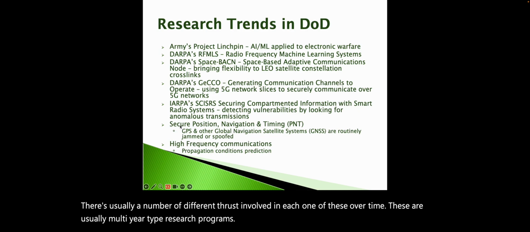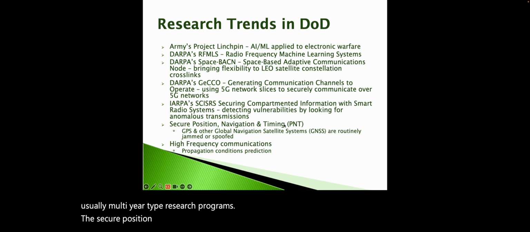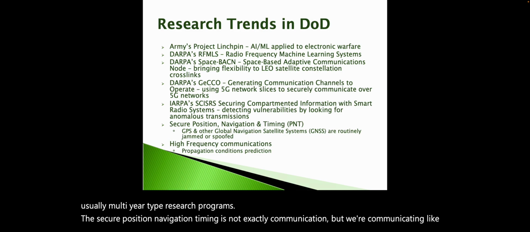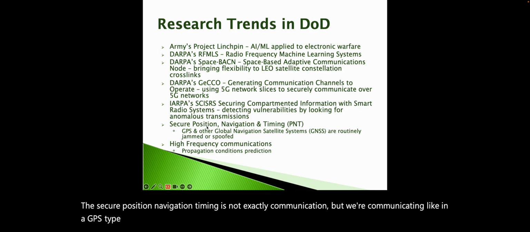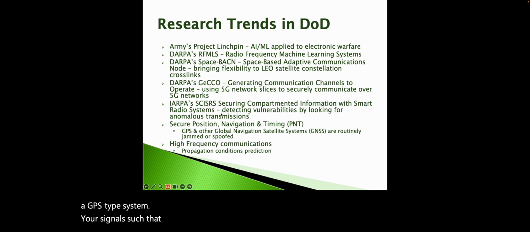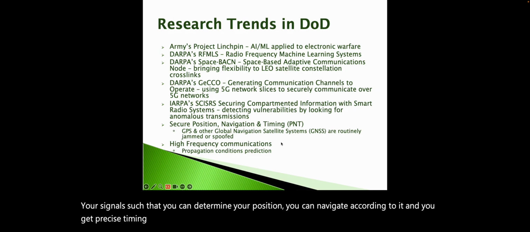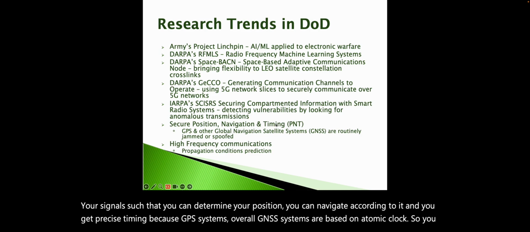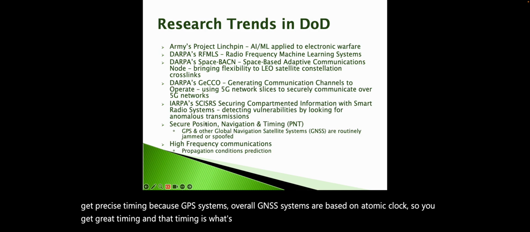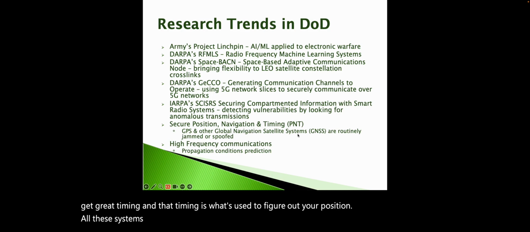Secure position, navigation, timing is not exactly communication, but we're communicating, like in a GPS type system, your signals such that you can determine your position, you can navigate according to it, and you get precise timing because GPS systems, overall GNSS systems, are based upon atomic clocks, so you get great timing, and that timing is what's used to figure out your position. Well, all these systems are routinely jammed or spoofed in conflict areas, and so it's a real problem.